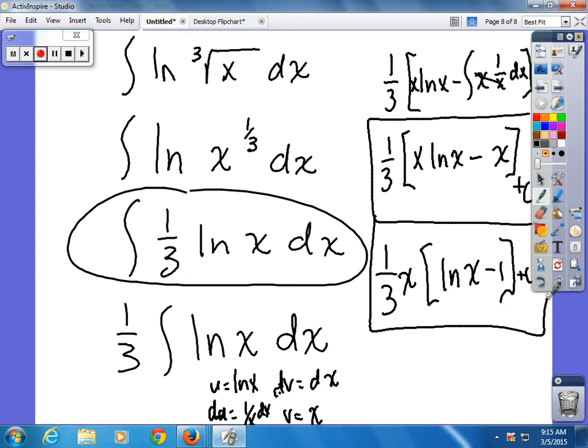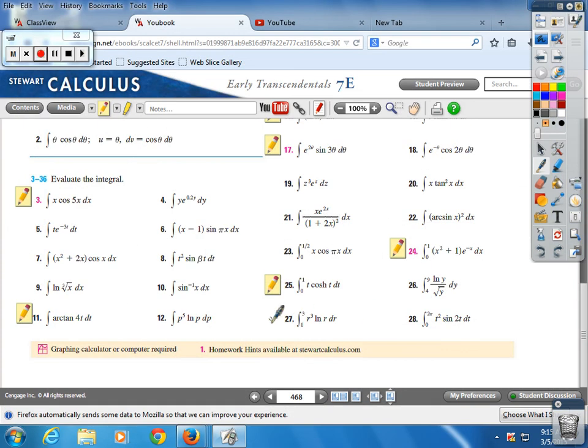Now, another way you could have done it, you could have done the same way here. I think you see it would be a little bit more challenging. Capiche? Let's pick another one, just so y'all can feel confident with yourselves.